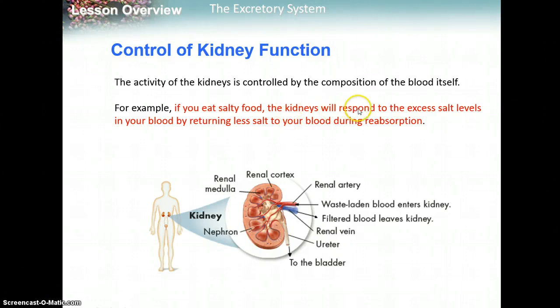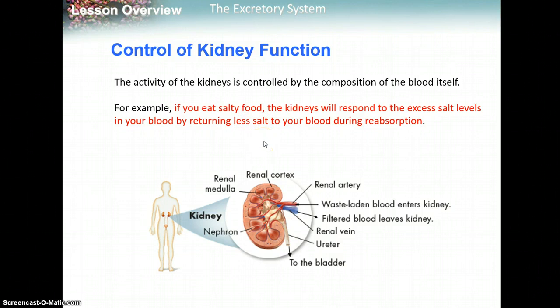So the kidneys are going to respond to this excess salt level in your blood by returning less salt to your blood during reabsorption. You'll probably reabsorb more water to help dilute the salt in your blood, but you're going to return less salt to your blood and filter out more of that salt, and probably pee some excess salt out.